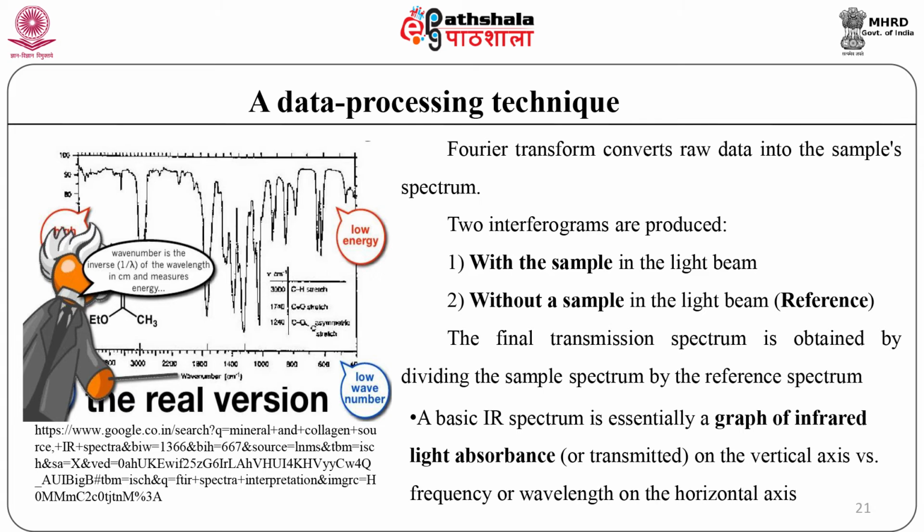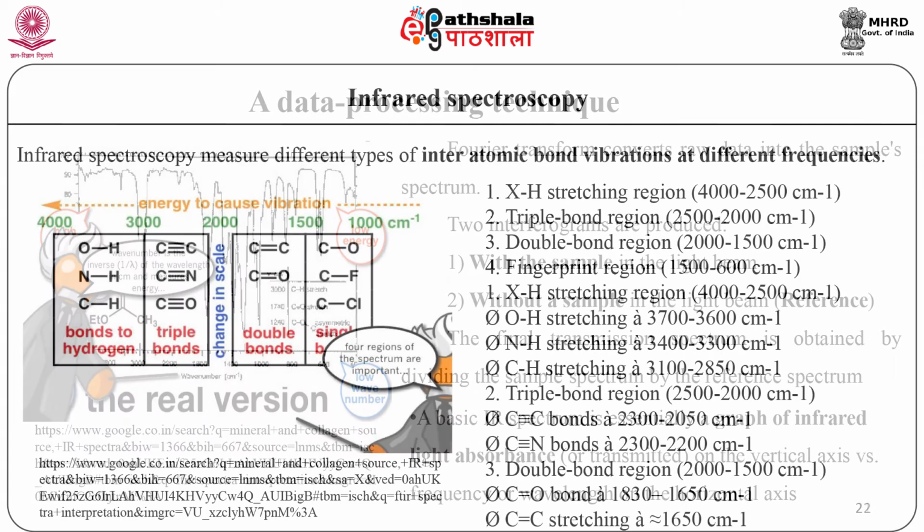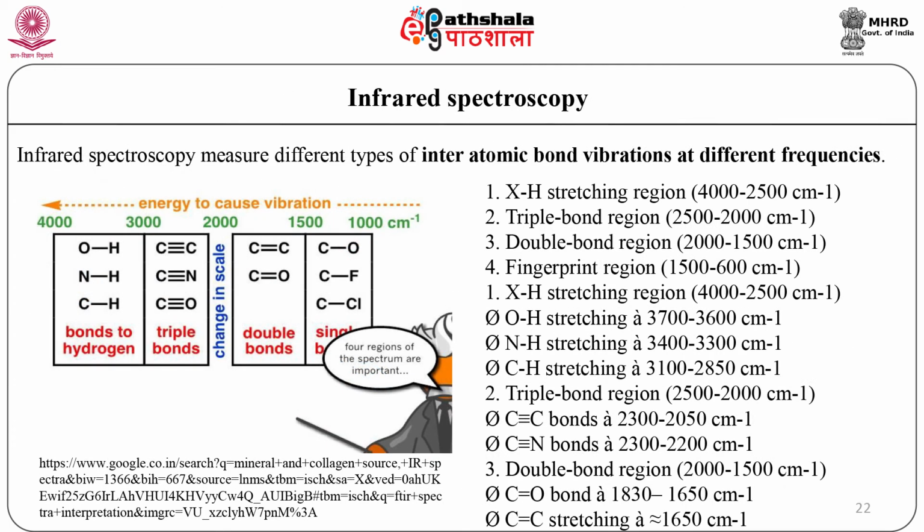A basic IR spectrum is essentially a graph of infrared light absorbed on the vertical axis versus frequency or wavelength on the horizontal axis. The mid-infrared spectrum, that is 4000 to 400 cm⁻¹, can be approximately divided into 4 regions: X-H stretching region, triple bond region, double bond region and fingerprint region.